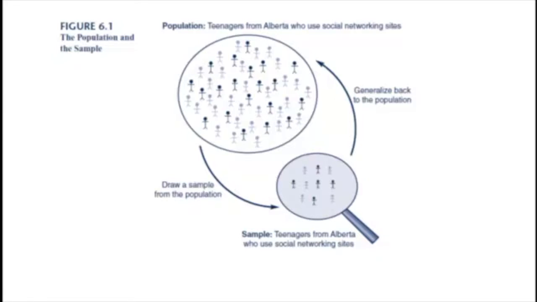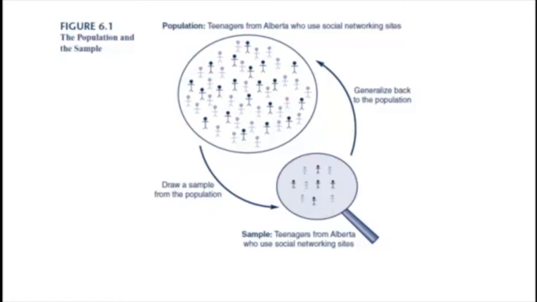We cannot interview everyone, so we pick a sample of individuals who would represent the population. We calculate statistics from the sample and try to generalize back to the population using statistical inference. We could calculate the average time spent on social networking per week for the sample. Or we can calculate the proportion of the sample who have a cell phone.